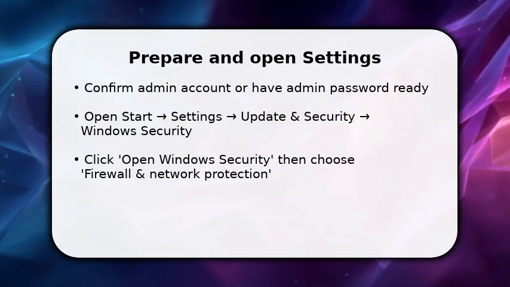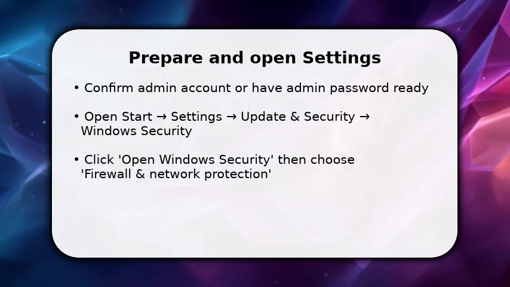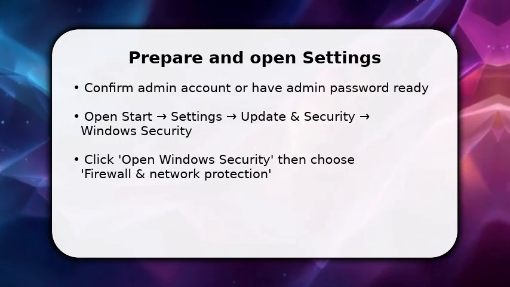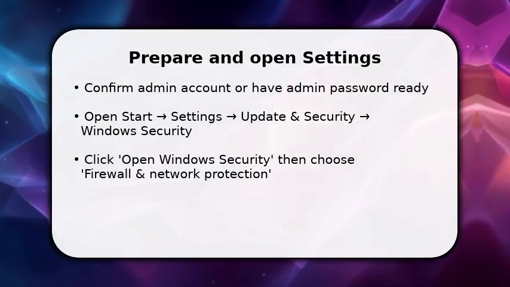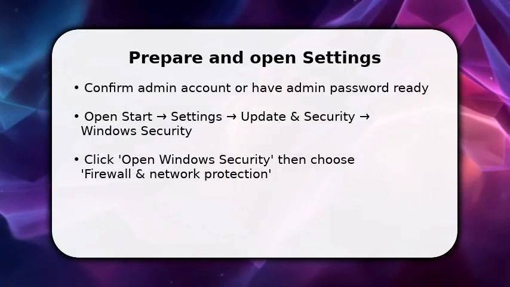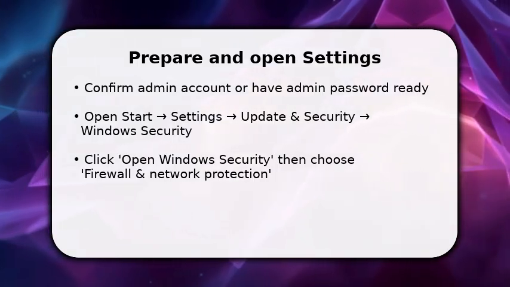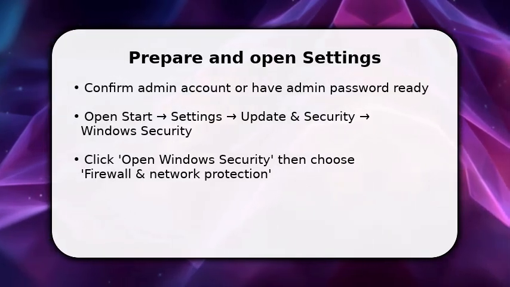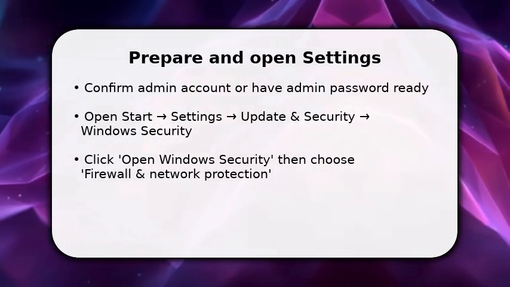You need admin privileges. Sign into an administrator account now so changes stick. Once signed in, open Start and go straight to Settings, then Update and Security. From there, select Windows Security and click Open Windows Security to access system protections. Make sure to pick Firewall and Network Protection. This is where Windows Firewall settings live.